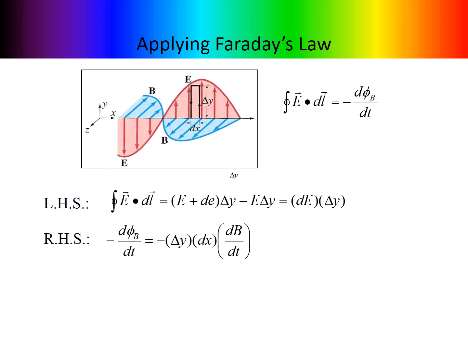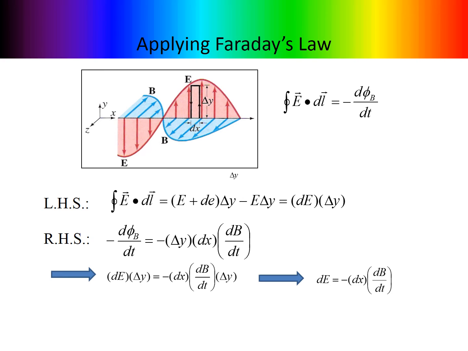Now, since we have the left-hand side and the right-hand side, we need to equate them. When we do equate them, that gives us this equation. Notice that the delta y's will cancel. Now what we're going to do is divide through by dx, and we'll get an equation that we can use. This is an equation that we're going to set aside and use.